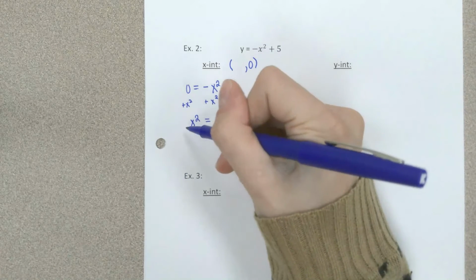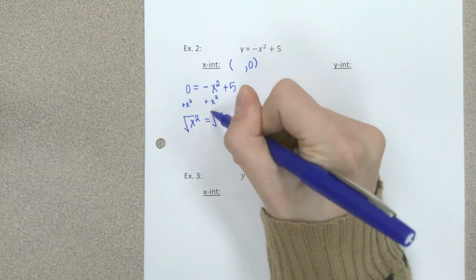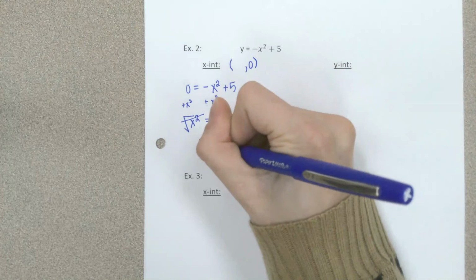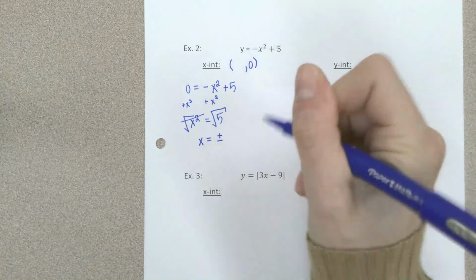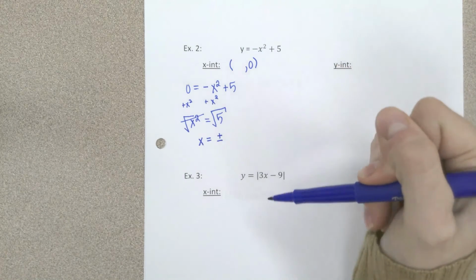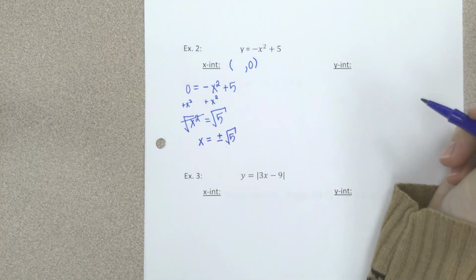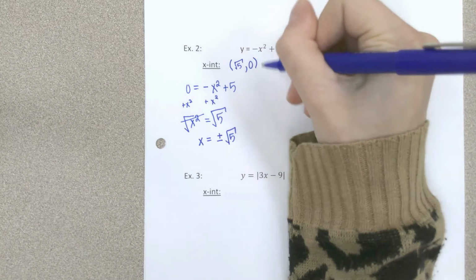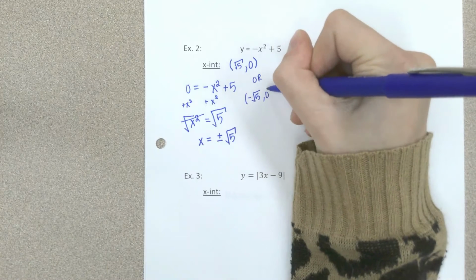We want to get rid of that square, so we're going to do the inverse: square root. What we do to one side, we have to do to the other, so this goes away, and we are left with x equals plus or minus. Don't forget that whenever we take a square root of a number, we get plus or minus that number. So our x-intercept is positive square root 5 or negative square root 5, comma 0.